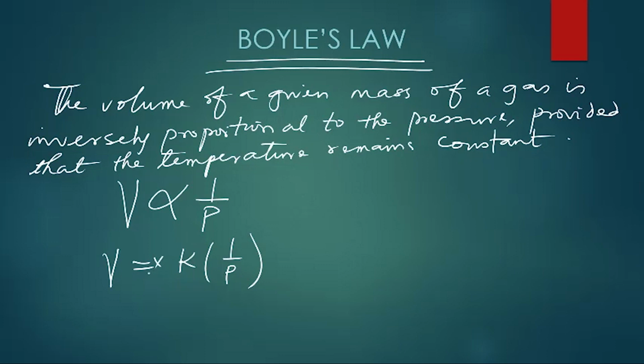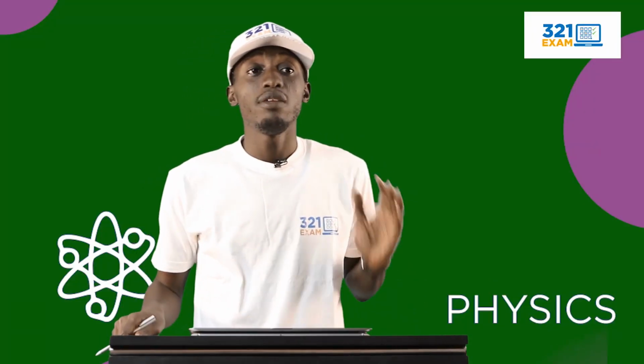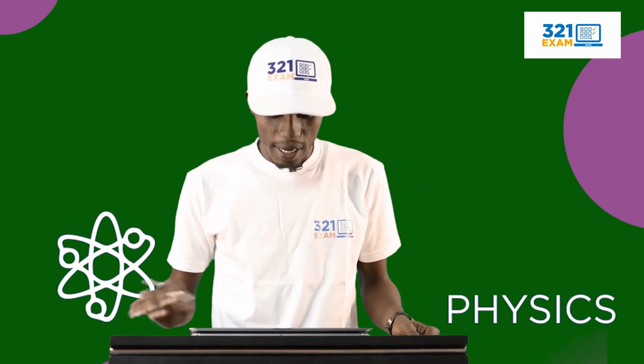And therefore, if we cross-multiply, the constant will be PV. And from this, we can conclude that P1 V1 equals P2 V2. Now, what Boyle's law is trying to say is that the volume is inversely proportional to the pressure. That is, when the volume is increased, the pressure reduces and vice versa.